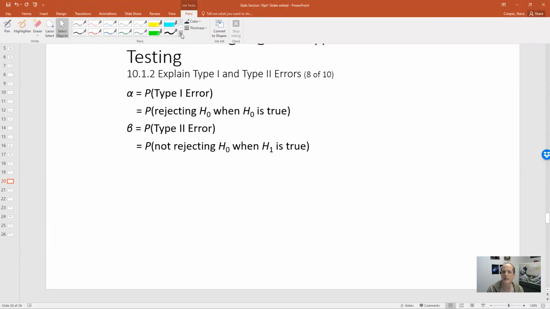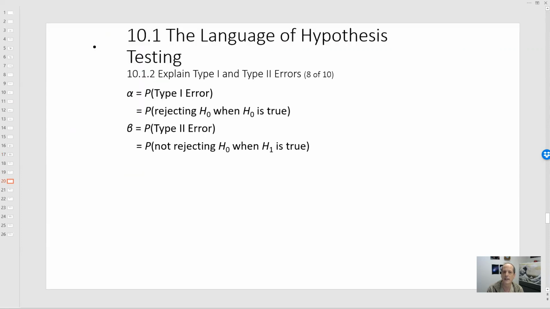Now, alpha technically represents the probability of a type 1 error. But it's very analogous to the alpha that you used for your confidence intervals. It just so happens that in this scenario, alpha represents the probability of what we call the type 1 error. Beta is the symbol used to represent the probability of a type 2 error.